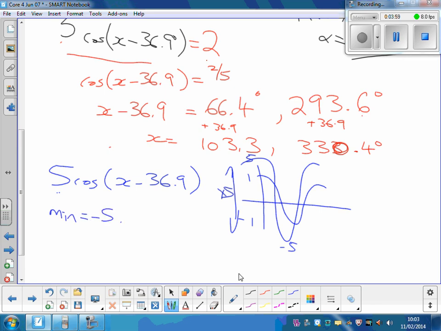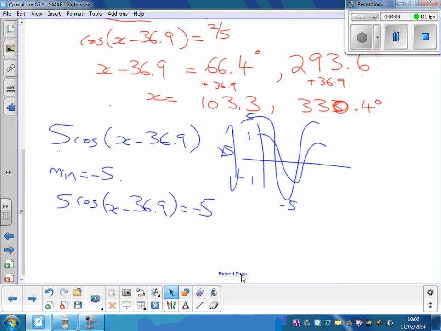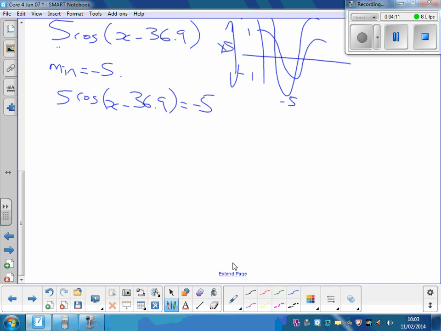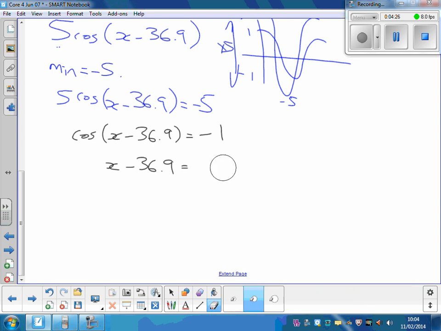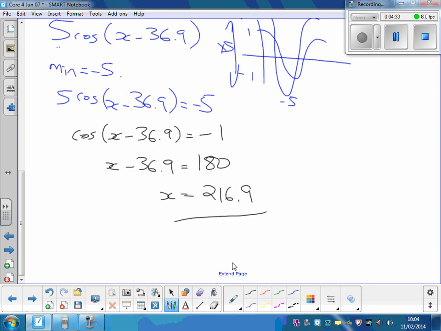Although I would work out what this was going to be by using a graph, most people just now stick a -5 in there and solve that equation in the same way we just did the previous bit. So divide both sides by 5 gives us the cos of this is equal to -1. You should know that the inverse cos of -1 is 270. It's not. You shouldn't know that. It's 180. And then add 36.9 to both sides, which gives that as our final answer.